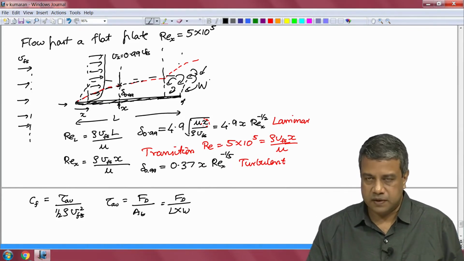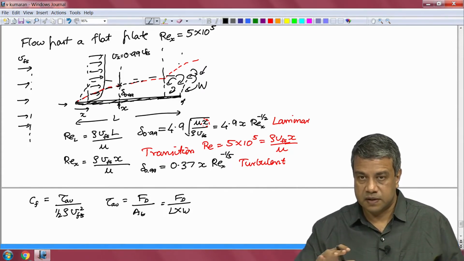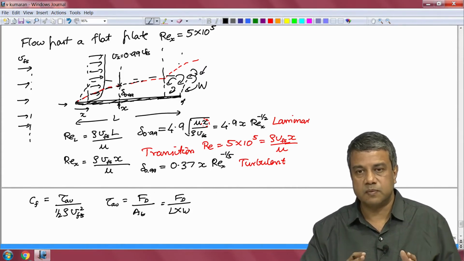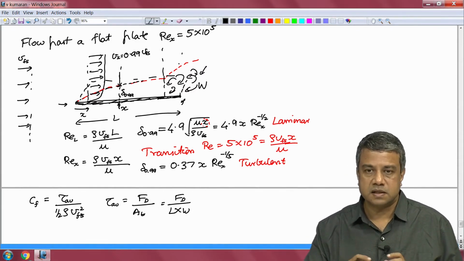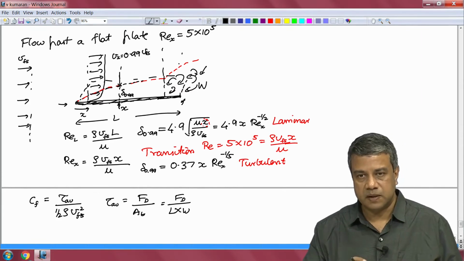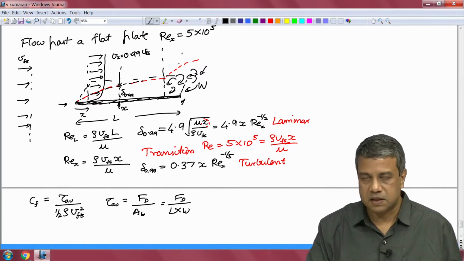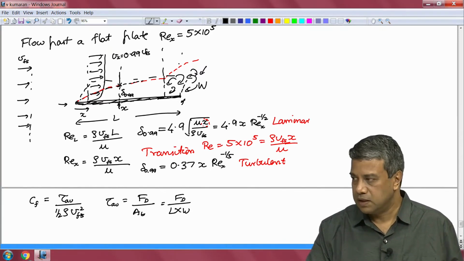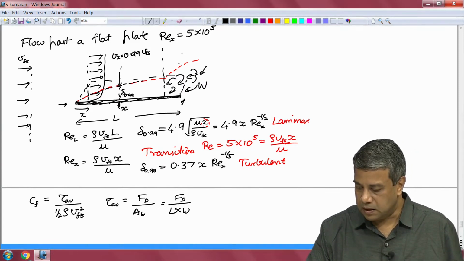So, if you take the total force exerted on the plate, the force is of course a function of position on the plate, because the velocity profile is developing as it goes downstream. In that sense, it is different from a pipe flow. In a pipe flow, once the flow is fully developed, the wall shear stress is independent of downstream location. In this case, because it is a developing flow, the wall shear stress does depend upon downstream location.